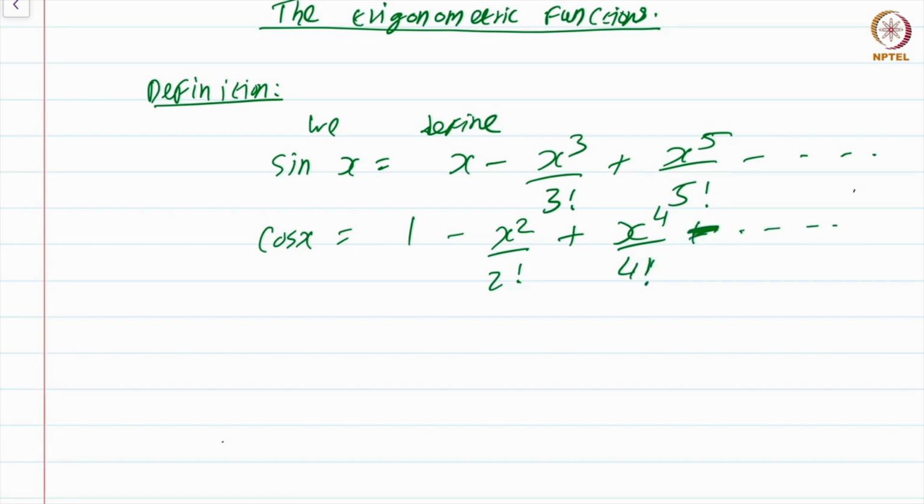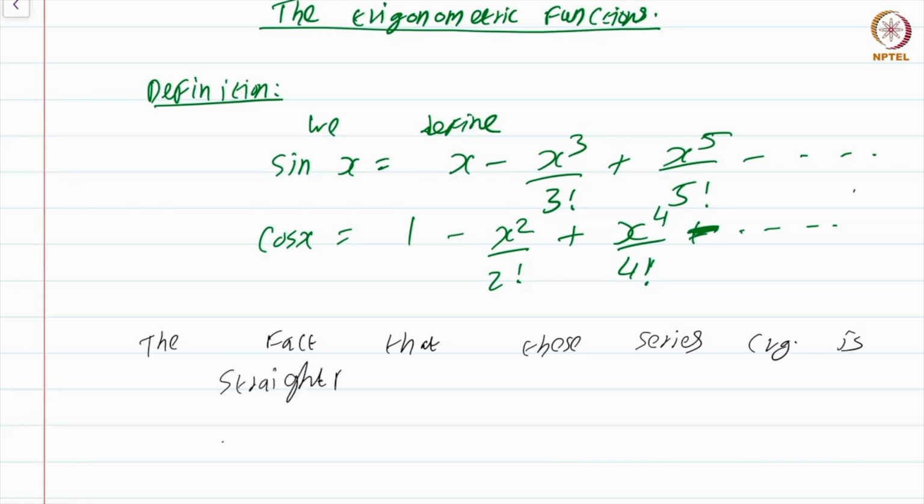Now the fact that these series converge is straightforward. In fact, we have seen that the series for the exponential converges. You can reuse that to easily show that these two series converge, or alternatively there are several methods. I urge you to think over several proofs of the fact that these two series converge.